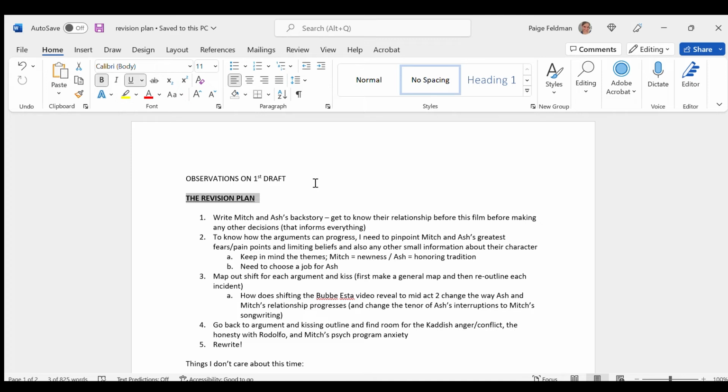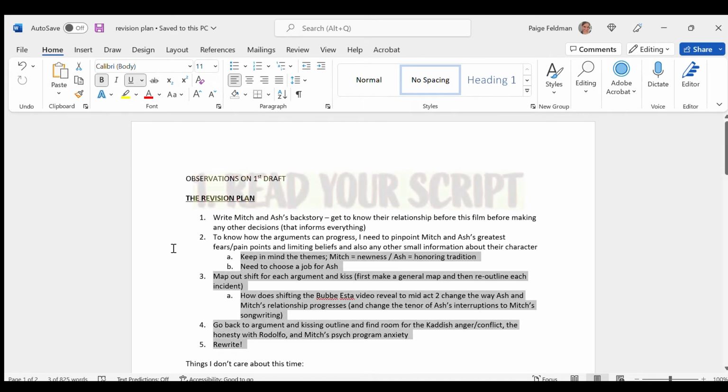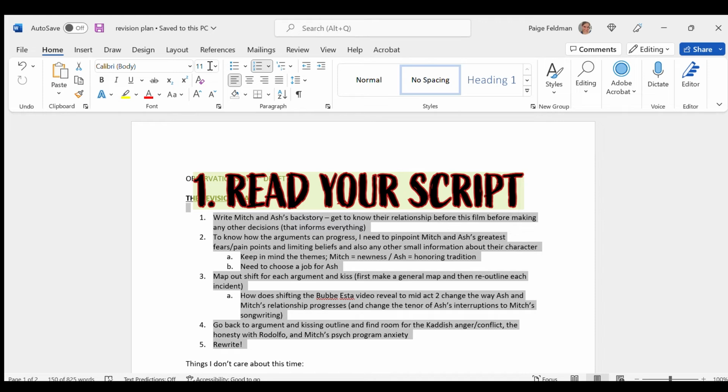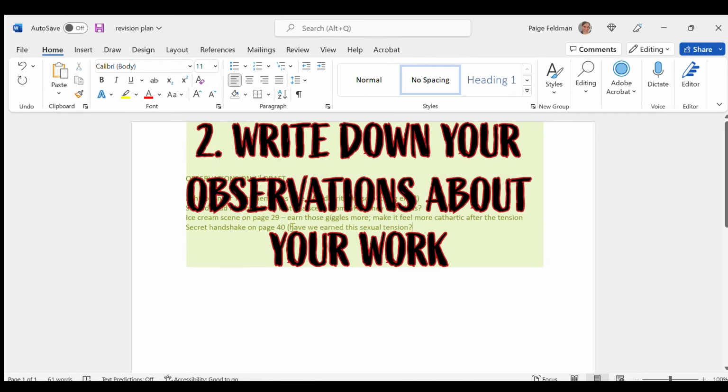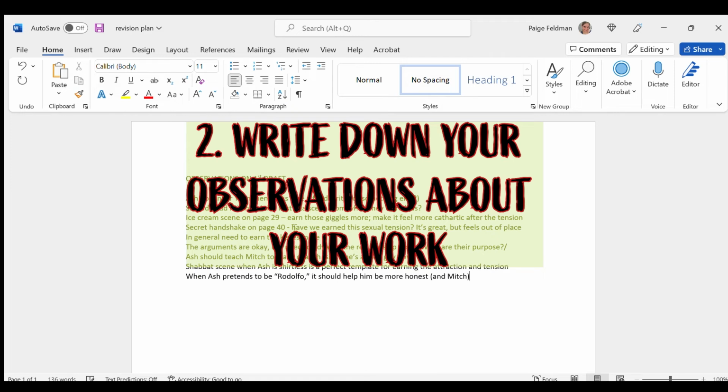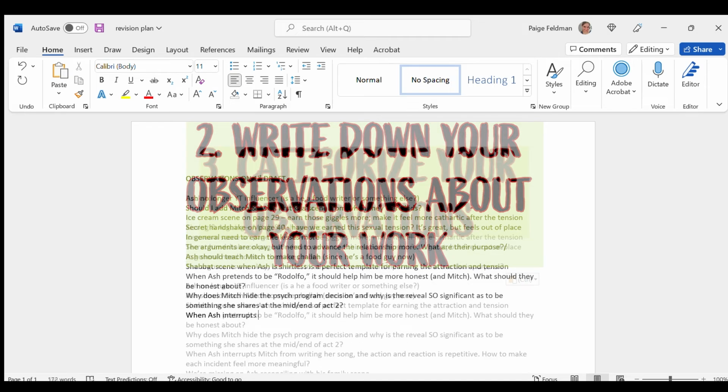And now, to recap, here is how to make your rewrite plan. Step 1, read your script, or novel, or story, or whatever you're writing. Read it. Step 2, write down all observations you have about your story. The positive ones, yes, but more importantly, the questions, criticisms, and anything that bothers you about your story. Remember, we're revising. We're not patting ourselves on the back just yet.